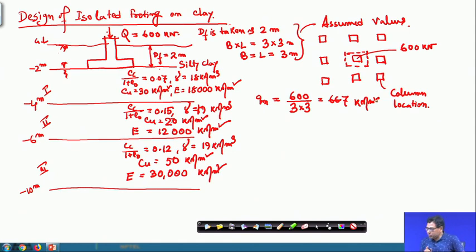So, first we will do the bearing capacity calculation. First we are seeing whether it is safe in bearing capacity or not. So, we are doing bearing capacity.